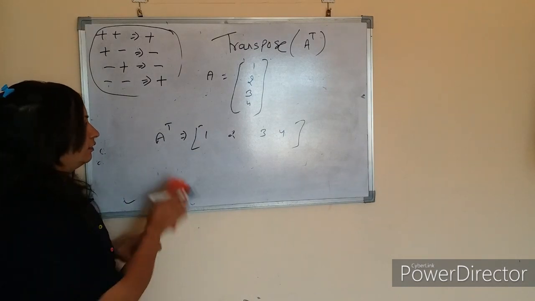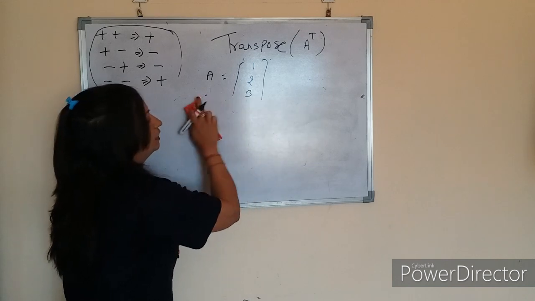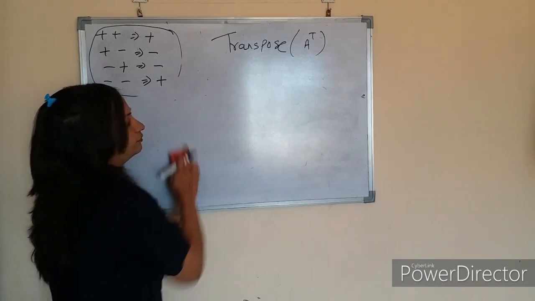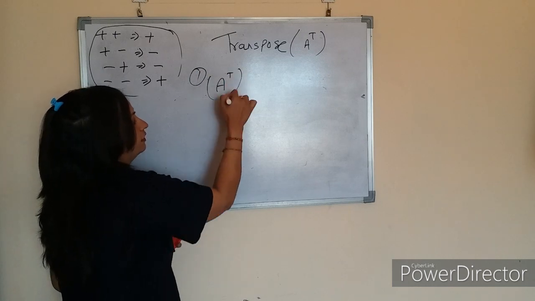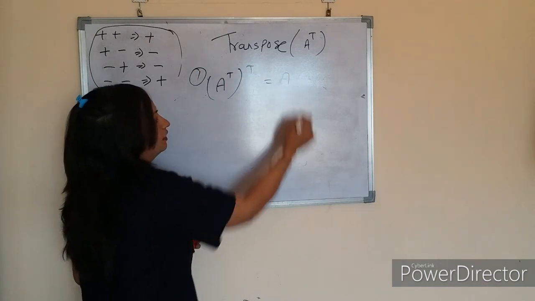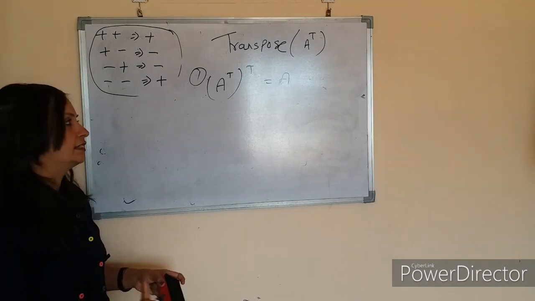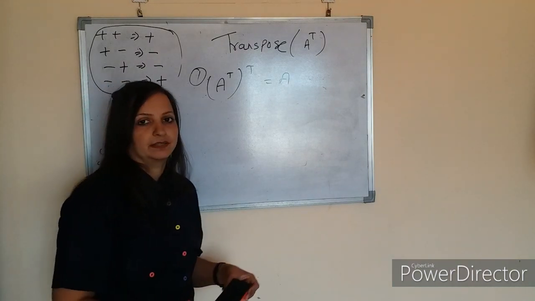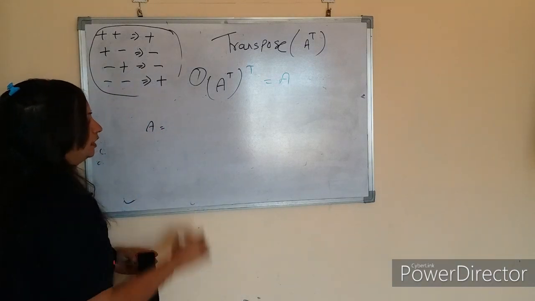Okay, so this was the definition of the transpose, how you can find A transpose, how you can perform this operation. But this operation has some particular properties. What are the properties here? The property says this: the transpose of a transposed matrix is the same matrix which you start with.